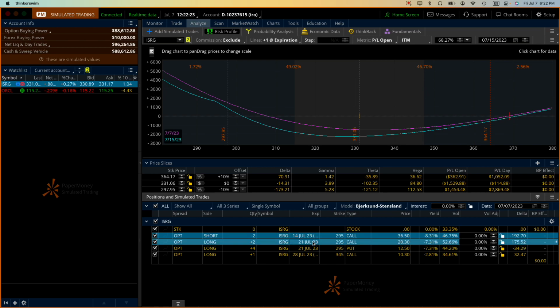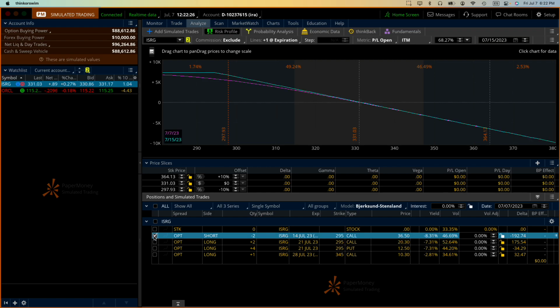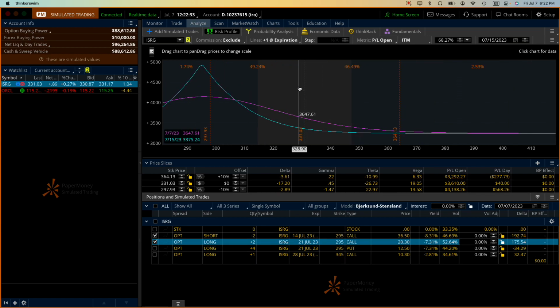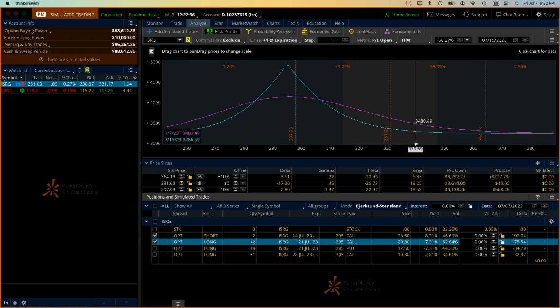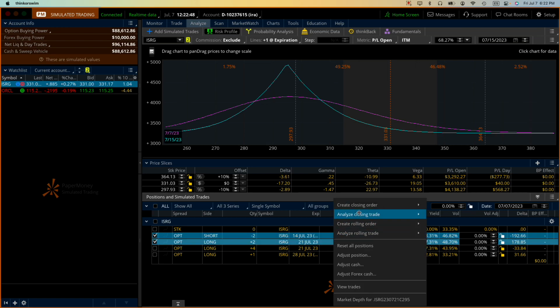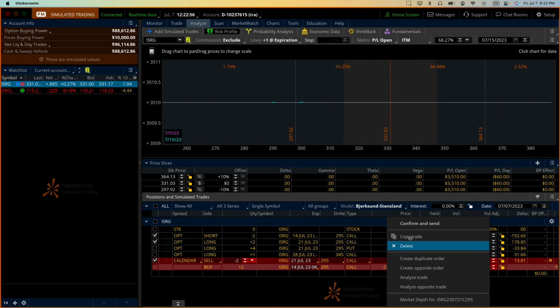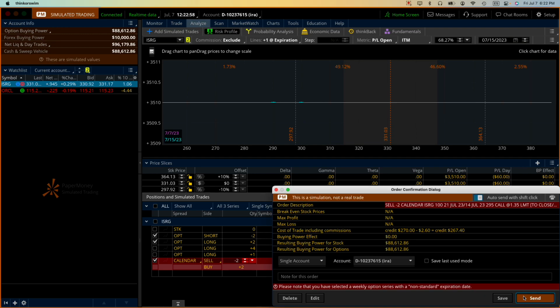This is a calendar. If you take the first two trades, this is what it looks like. Right now it's bearish. Why? Because the cone, which is typical of a calendar spread, is below the current stock price. So we are expecting the stock to, with this trade, close down. But if it goes up, we will lose money that we already made. So I'm going to close this. Analyze closing. And that closes the calls. And let's confirm and send.